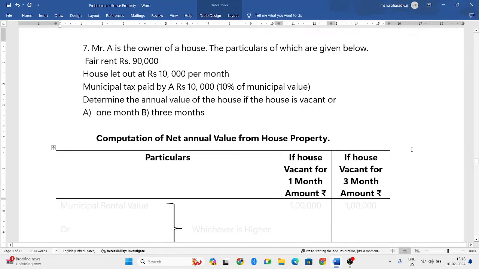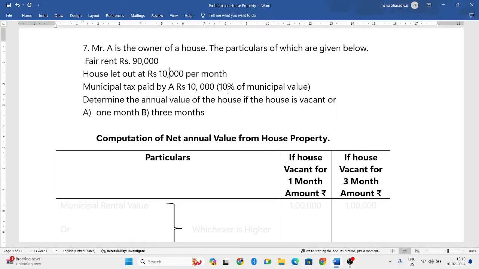In this particular video, let us discuss one more problem related to income from house property. Mr. A is the owner of the house, the particulars of which are given below. They have given the fair rent, and the house is let out at 10,000 per month. So this is the annual rent. Municipal tax paid by A is rupees 10,000, and 10,000 is the 10% of municipal value.